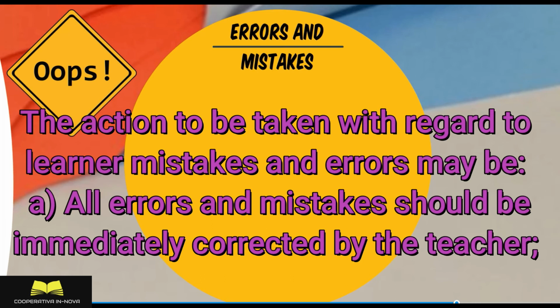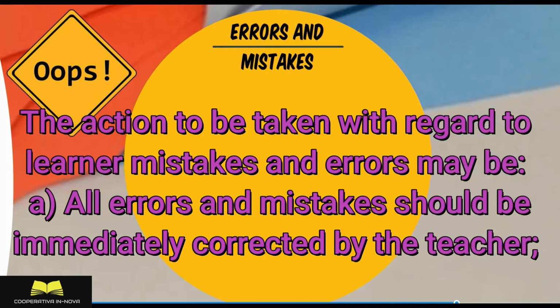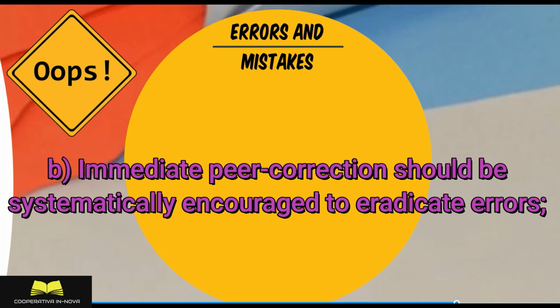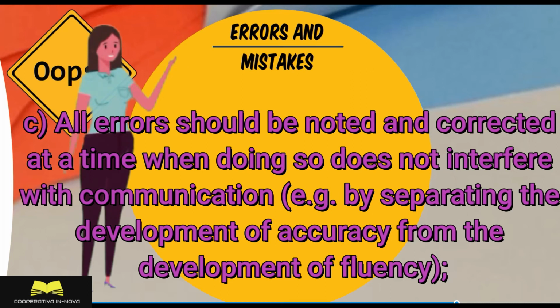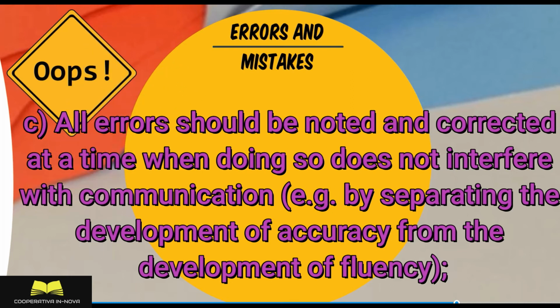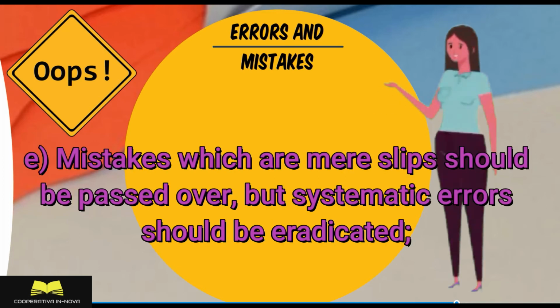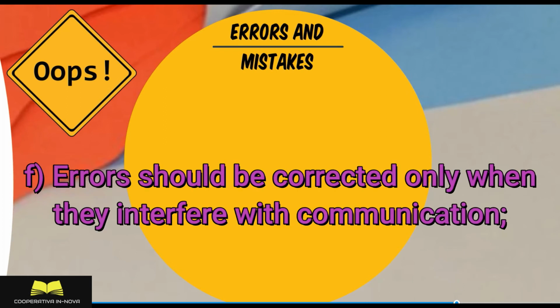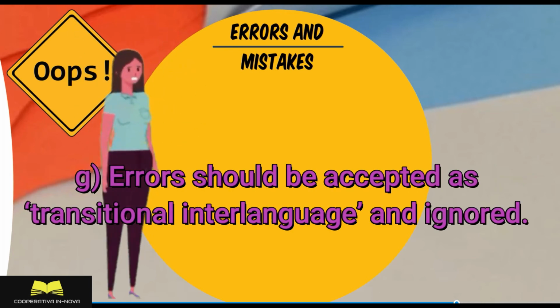The action to be taken with regard to learner mistakes and errors may be: A. All errors and mistakes should be immediately corrected by the teacher. B. Immediate peer correction should be systematically encouraged to eradicate errors. C. All errors should be noted and corrected at a time when doing so does not interfere with communication, e.g. by separating the development of accuracy from the development of fluency. D. Errors should not be simply corrected, but also analyzed and explained at an appropriate time. E. Mistakes, which are mere slips, should be passed over, but systematic errors should be eradicated. F. Errors should be corrected only when they interfere with communication. G. Errors should be accepted as transitional interlanguage and ignored.